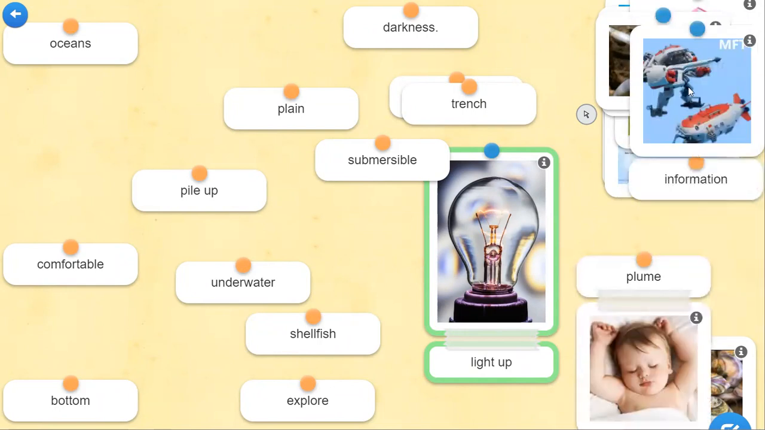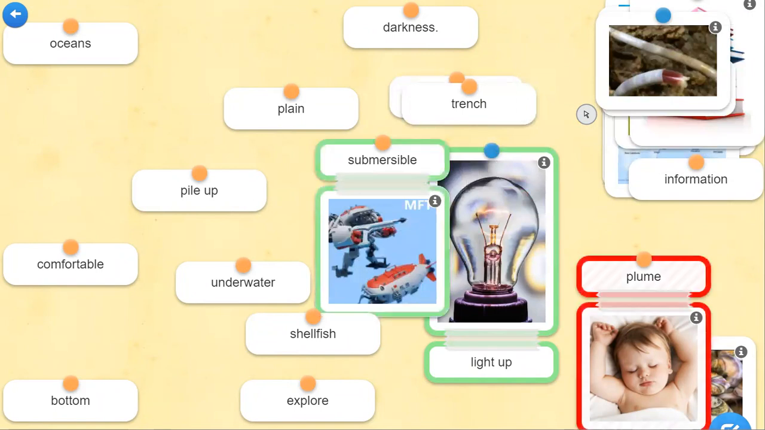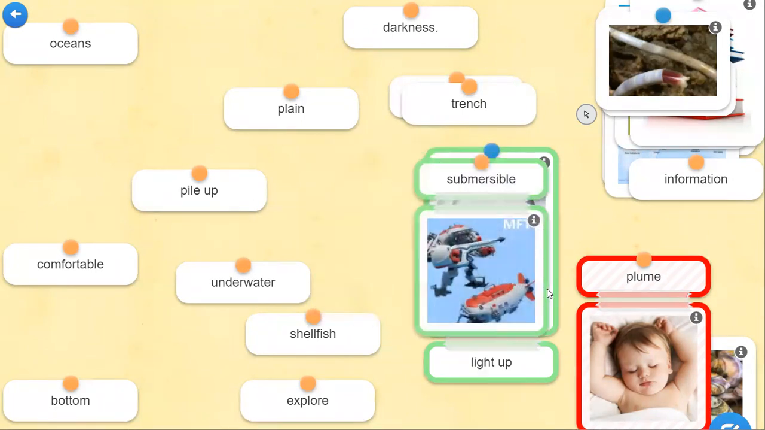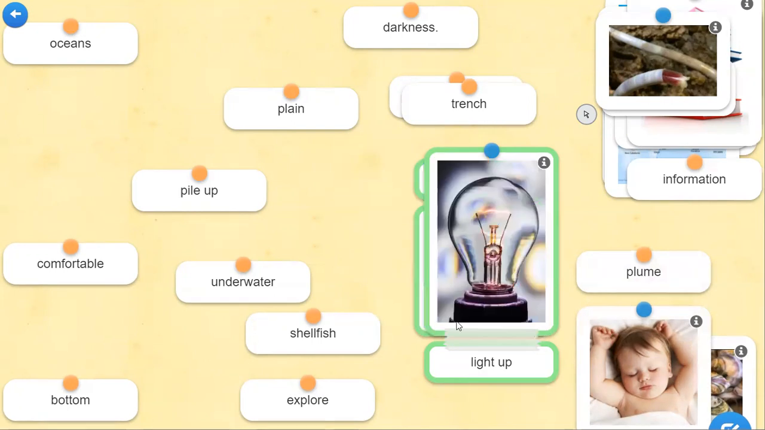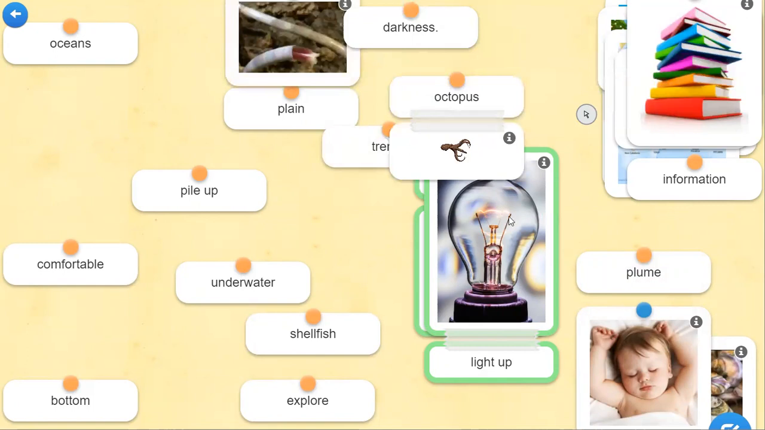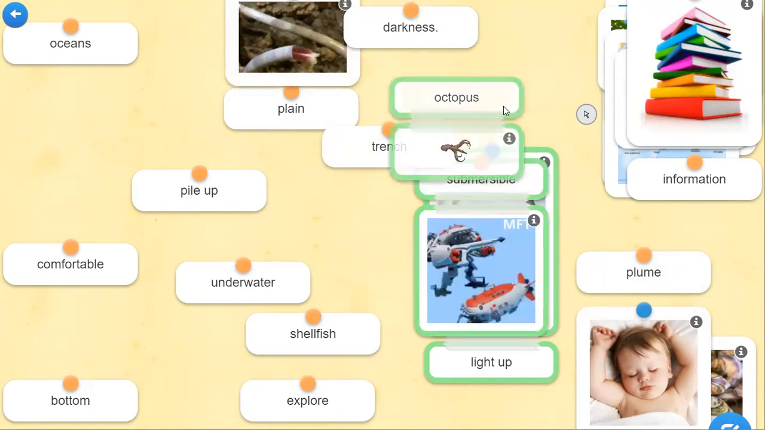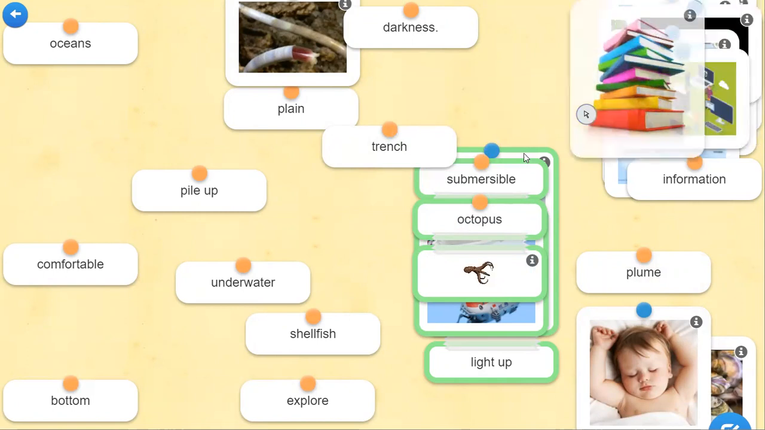We have submersible. I told you this is a machine like a submarine which goes down underwater, and it can find a lot of things about the sea because it has some kind of light. This is octopus. I told you that an octopus is a very big animal, and it has maybe more than 8 legs, so it has a lot of eggs.